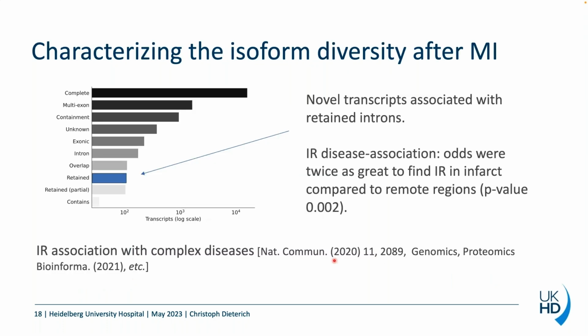So our attention was caught by a particular class of transcripts that are associated with retained introns, because we took notice that intron retention is a process that has been discussed previously in association with complex diseases. There's very little known in the cardiovascular field about intron retention in that regard. Our statistical analysis identified that the odds were twice as great to find an intron retention event in an infarct region compared to remote regions, with a significant p-value.